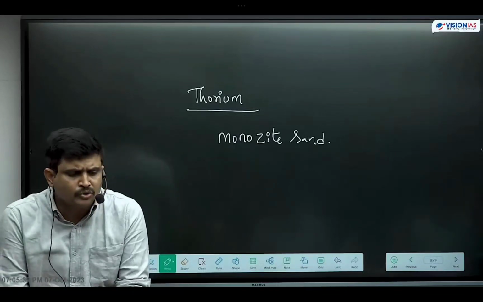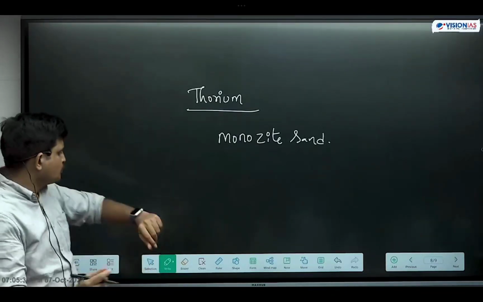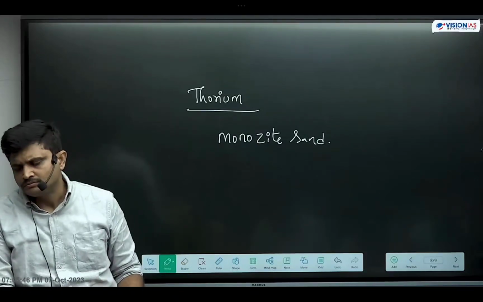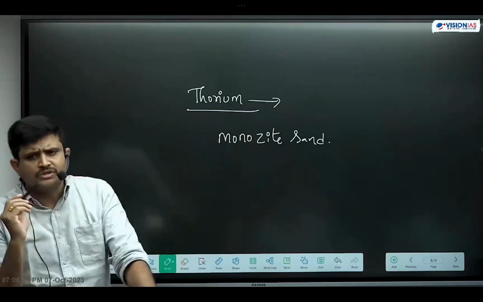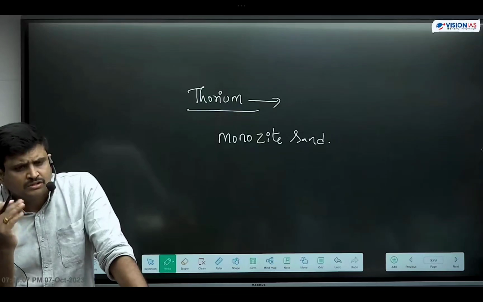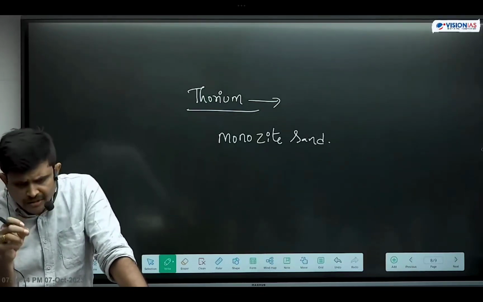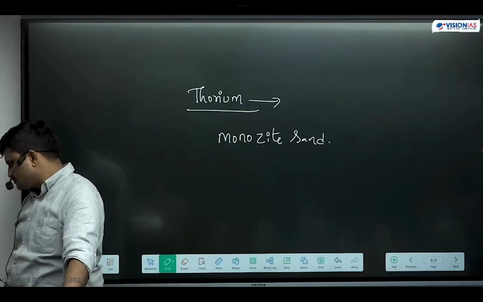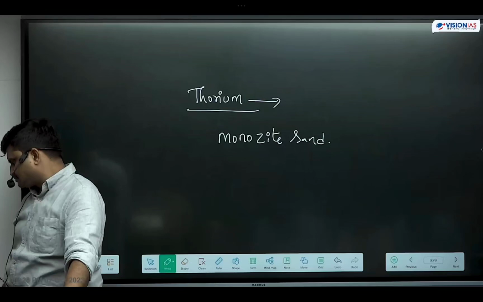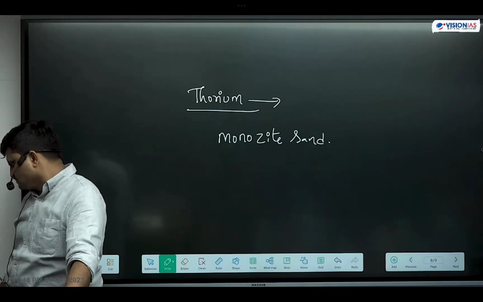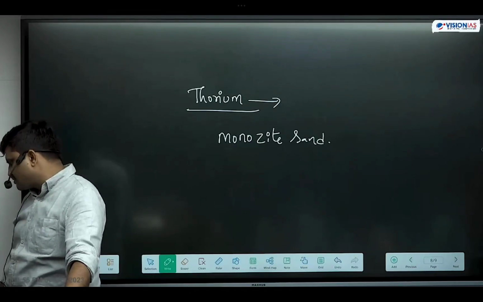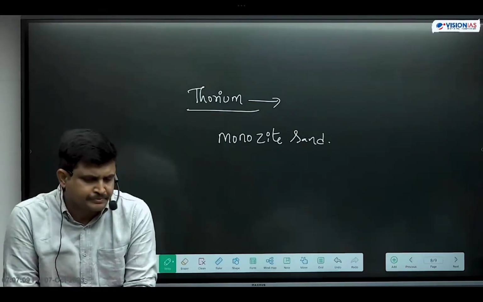The isotope of thorium is thorium 232. Generally thorium is silvery white in nature, but when it is exposed to the air, it undergoes oxidation and is converted into black color metal. That is uranium, plutonium, and thorium.